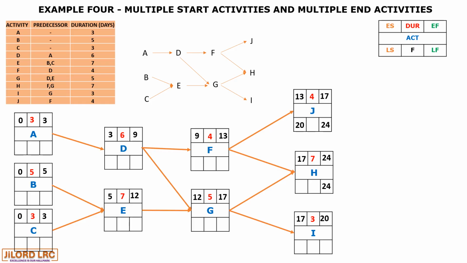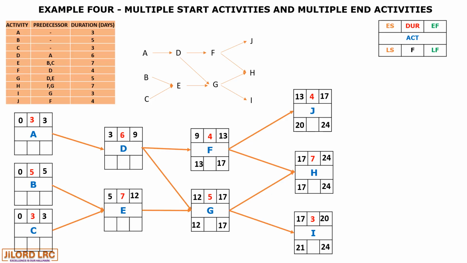Now the last activity to be completed will be H with an early finish of 24. So it means J will get completed by 17, I will get completed by 20, but H will be completed by 24. So when doing the backward pass, you pick the highest, which is the last activity that was completed, which is 24. So we repeat 24 for all the ending activities, which are J, H, and I.